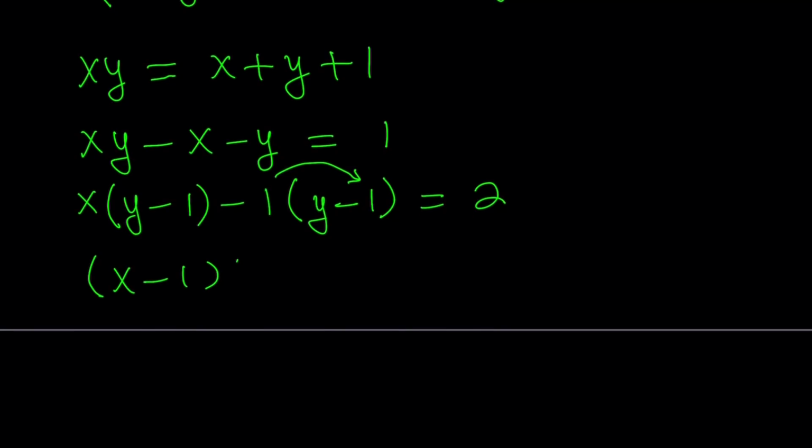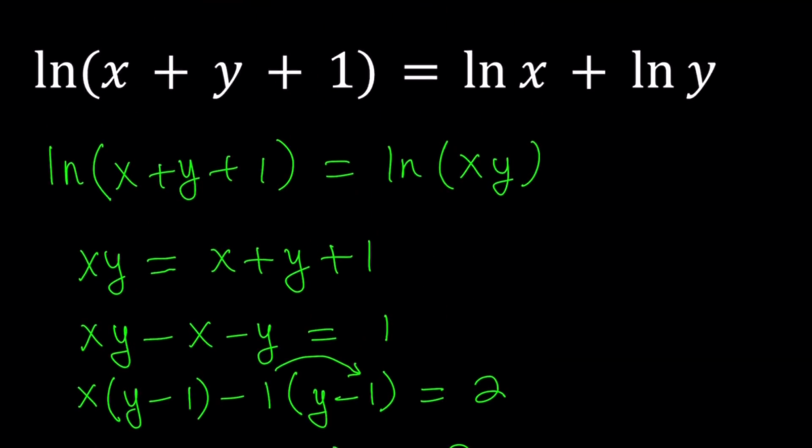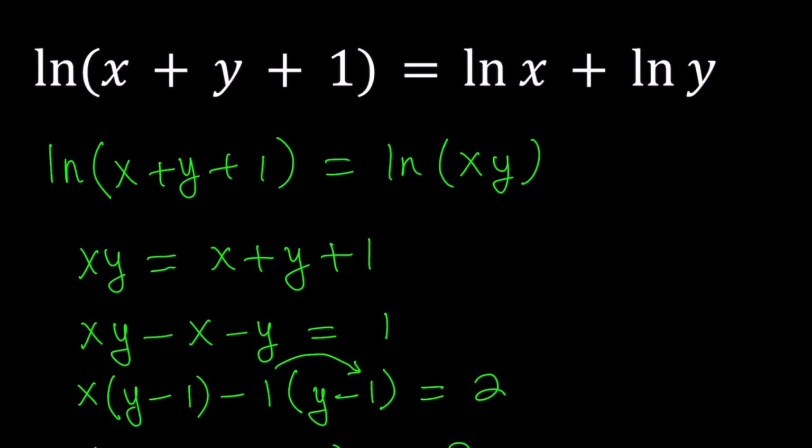(x - 1)(y - 1) = 2. Awesome. I forgot to tell you what kind of solutions we're looking at. Some people are thinking, okay, are we going to look for integers? Are we going to look for reals? Are we going to look for rationals? First of all, we're going to look for the integer solutions, and then I'll show you the real deal.